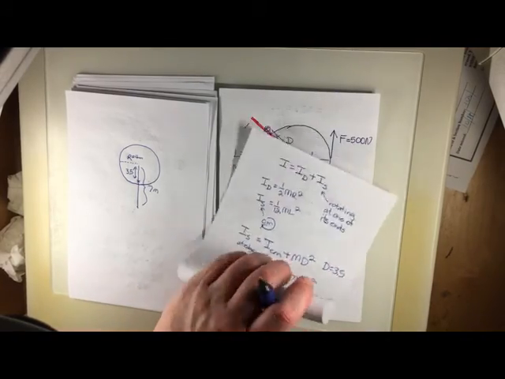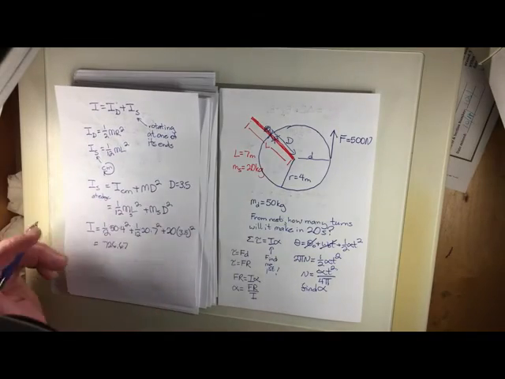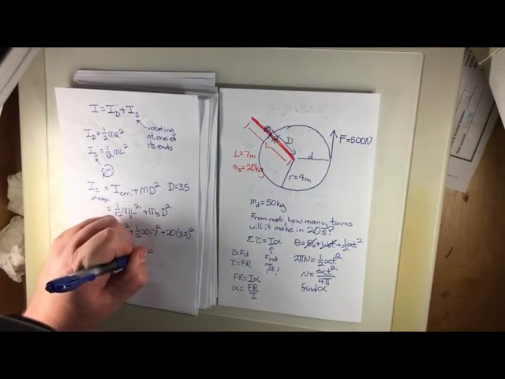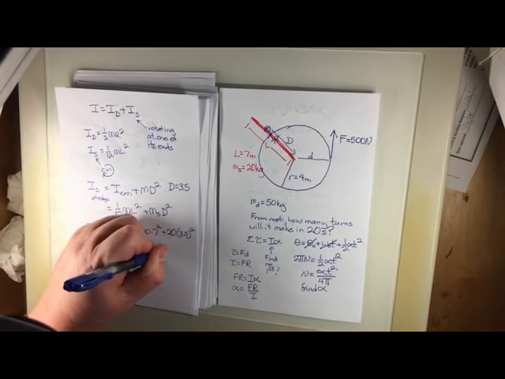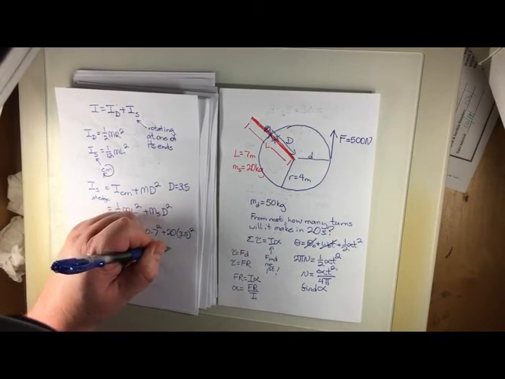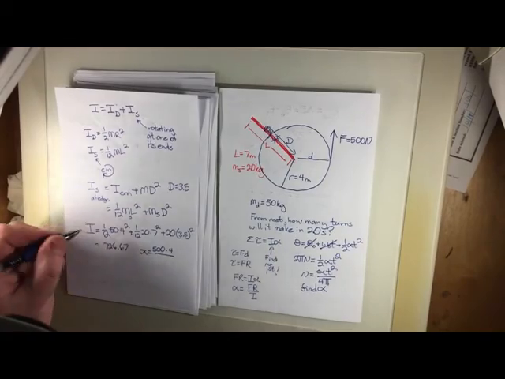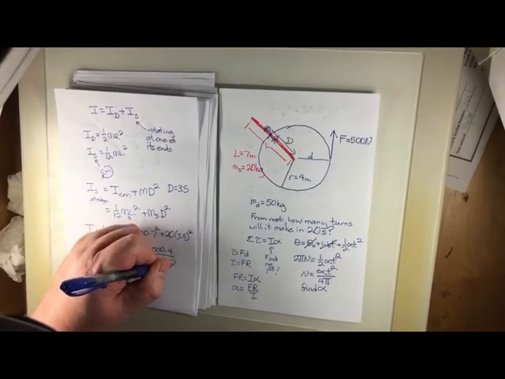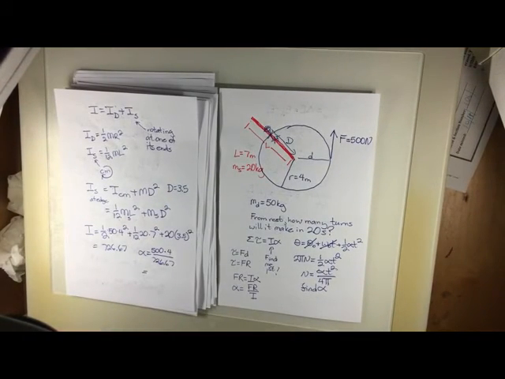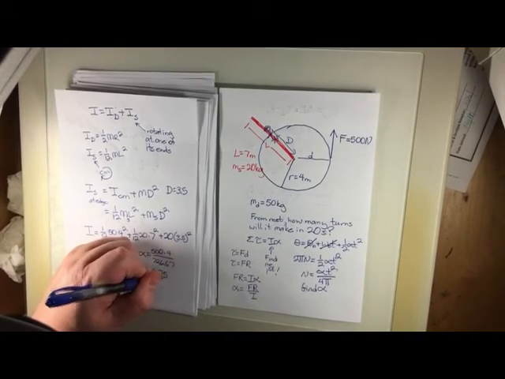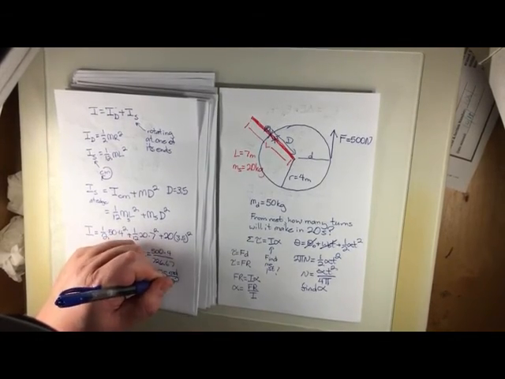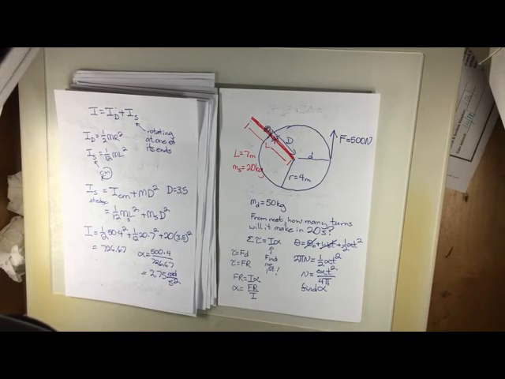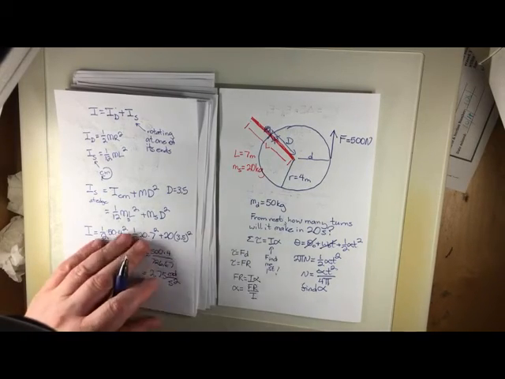Now that I have the moment of inertia, I can get alpha. Alpha is the force, 500, times the distance, which is 4, divided by the moment of inertia, 726.67. That's 2.75 radians per second squared. That leaves me with only finding n.